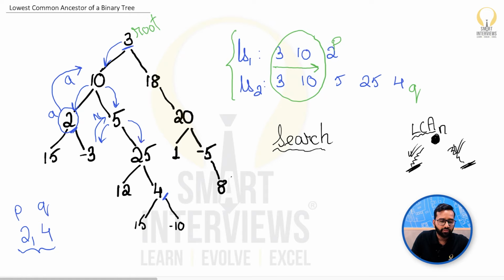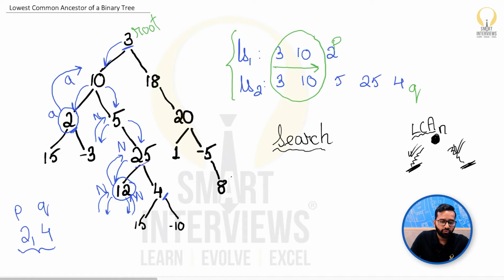We reach 25. We go to left. We reach here. Nothing is found. We'll return null from there. Again, we search on the right side. Nothing is found. We return null from there. Now for this node, both searches in the left and right return null. It means that we did not find either of the two nodes P or Q in this subtree. So this node should also be returning null.